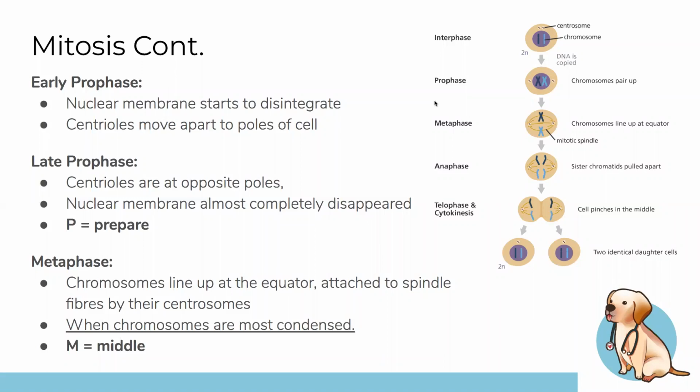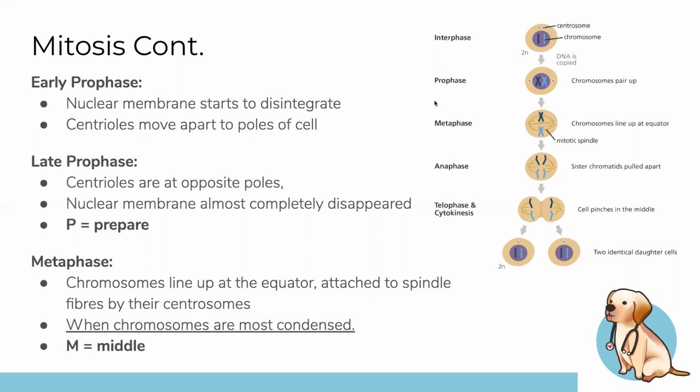Yeah, so early prophase versus late prophase. Basically, in late prophase the nuclear envelope has fully disappeared, whereas in early prophase it hasn't yet. You can remember prophase as P equals prepare. Metaphase is where everything lines up at the equator. The equator is basically just the middle of the cell, and the spindle fibers attach to the middle bit.